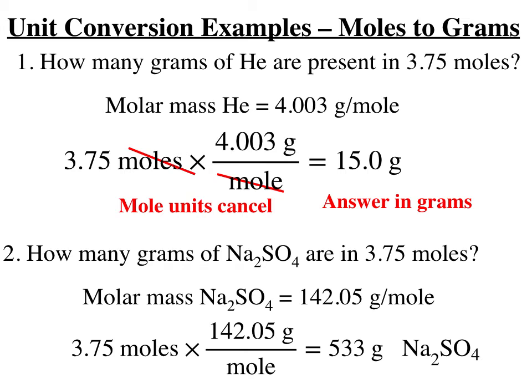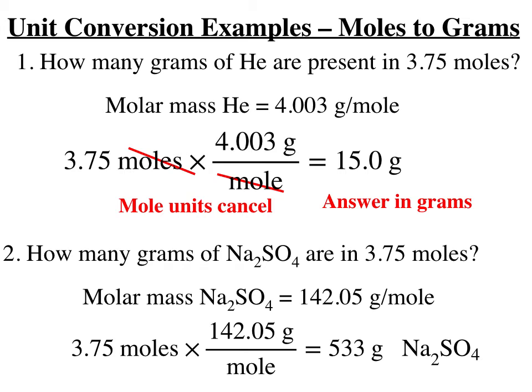So essentially I'm multiplying by the molar mass in order to cancel the mole units in the molar mass value, and that leaves me in units of grams. So according to the dimensional analysis, it tells me take 3.75 times 4.003 divide by 1, and that would tell me to weigh out 15 grams of helium if I want 3.75 moles.